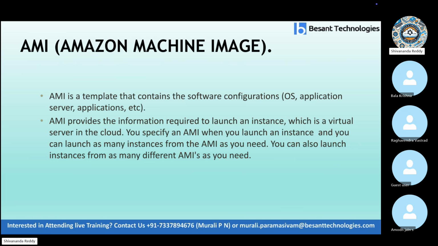AMI is an Amazon Machine Image that contains software configurations like the OS, application images, and application servers. Many things will be there in that. It is a kind of pre-configured template. You can treat the AMI like packaged food. They already packaged the food and it is readily available. You just eat it. That's the AMI. Who packages this? AWS only packages that. That is the AMI.